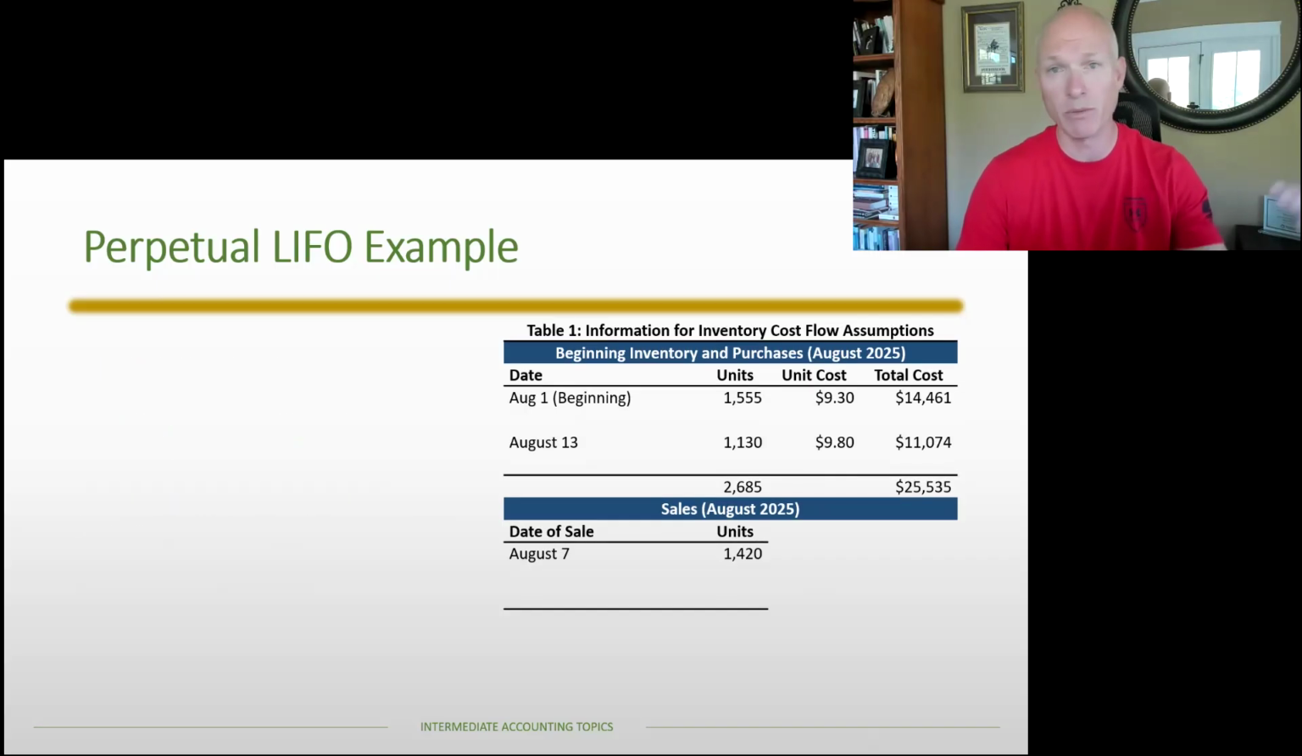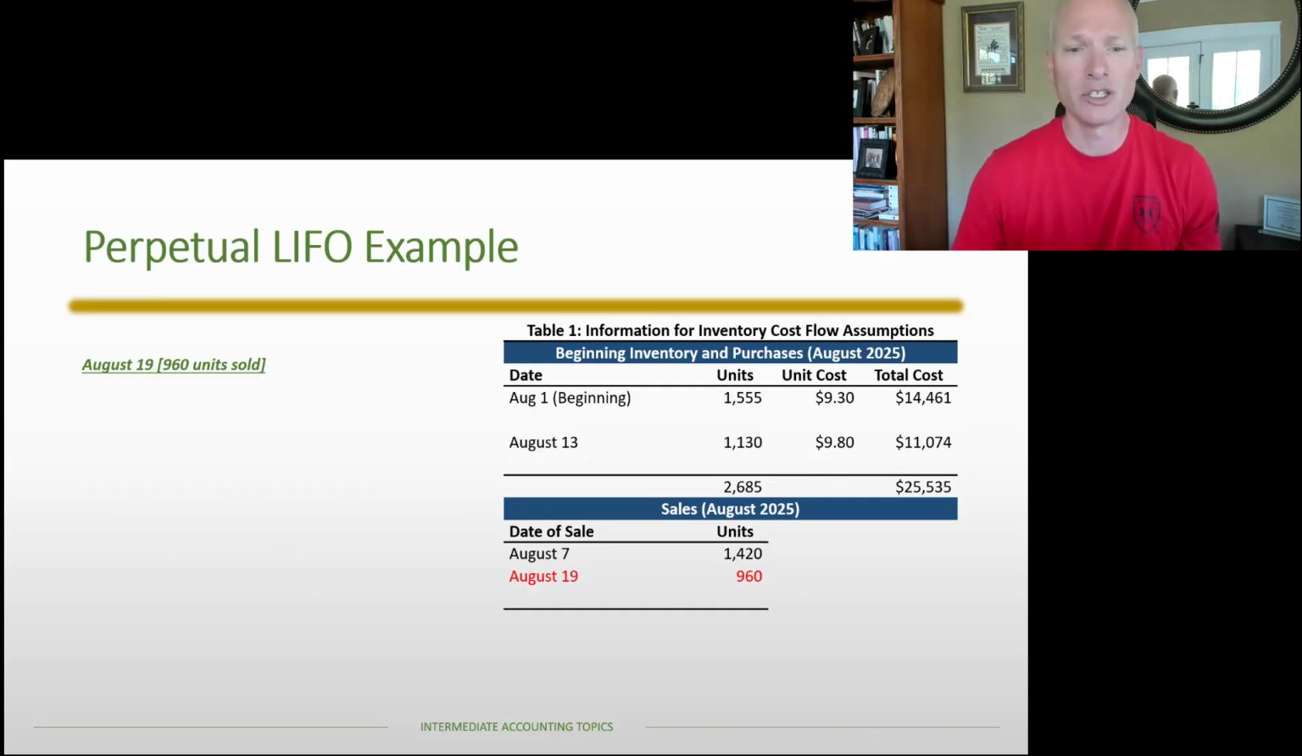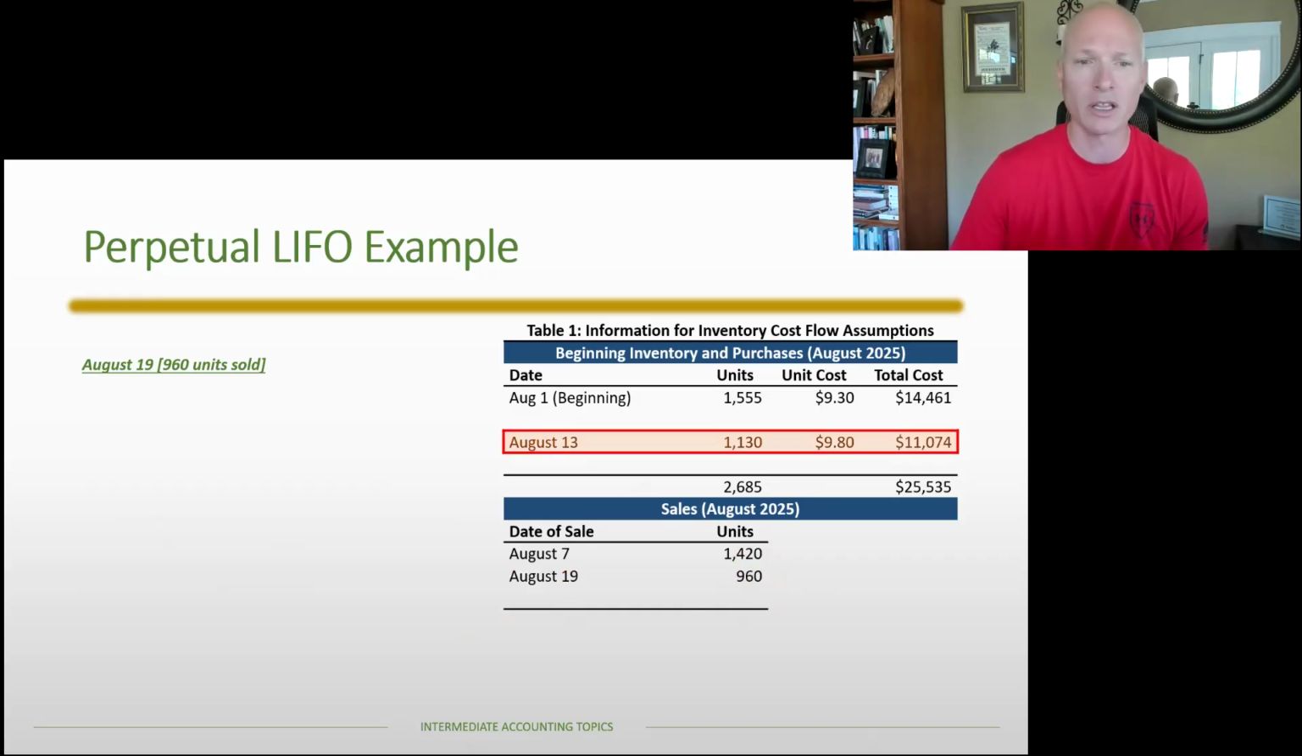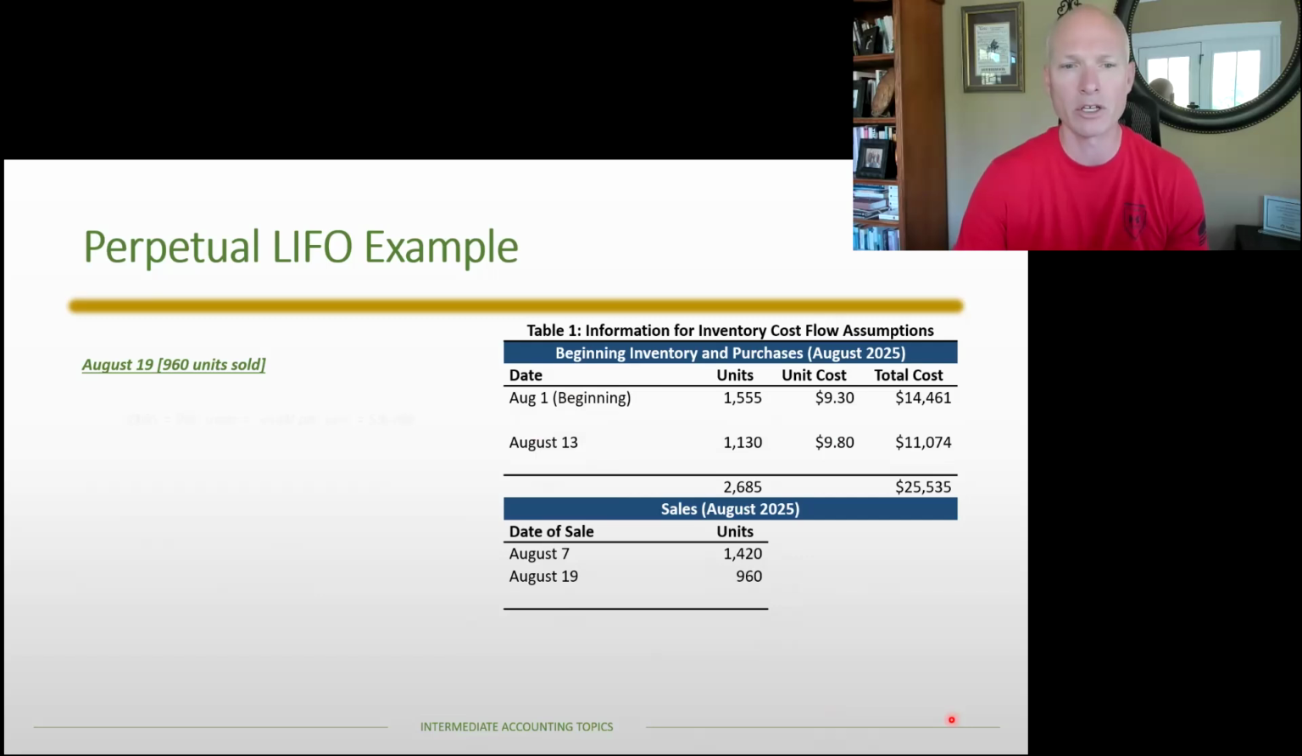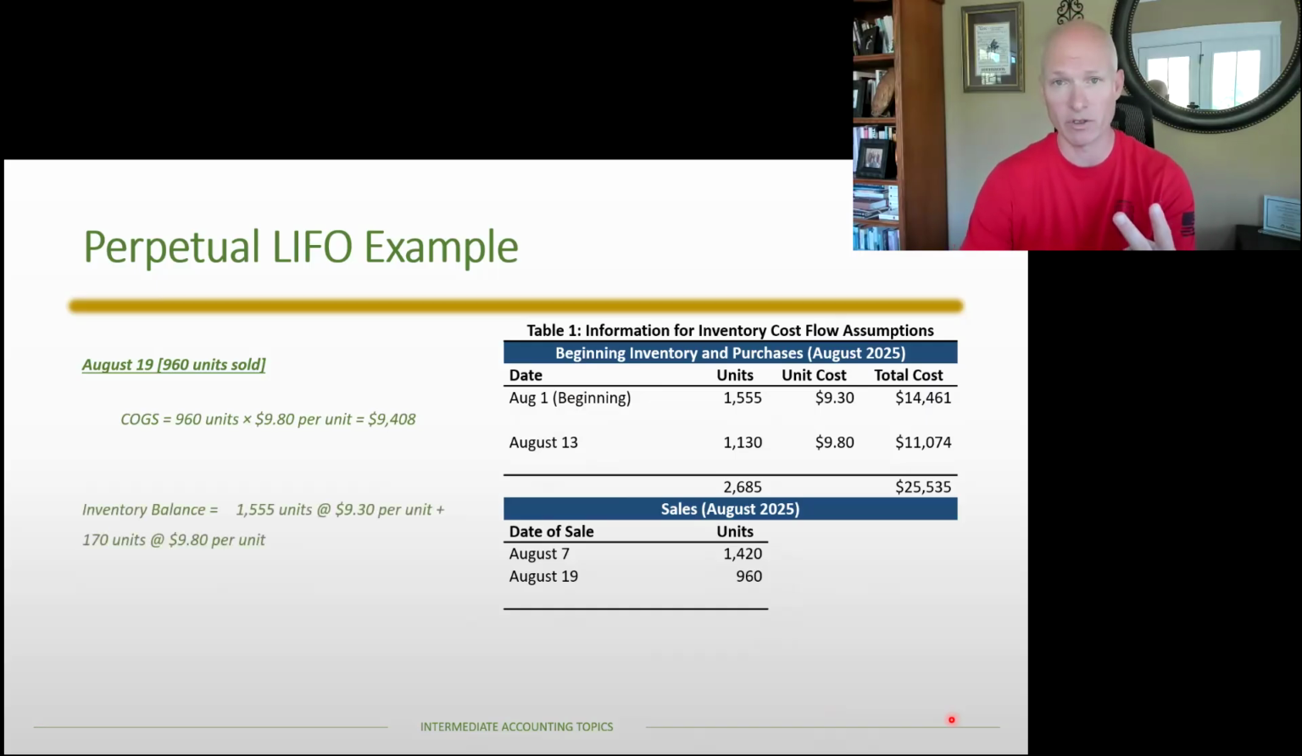Really no transaction here, but we do now have a second inventory layer. And we have the sale on August 19th. If you look at this, we have 960. Again, we're going to pull from the August 13th layer first. There's more units available in that layer than what we actually sold, so we're not going to touch this August 1st layer at all. They're all going to come out of our August 13th layer for a total of 9,408. So now, moving forward, we have 2 layers of inventory under LIFO: an August 1st layer and an August 13th layer.